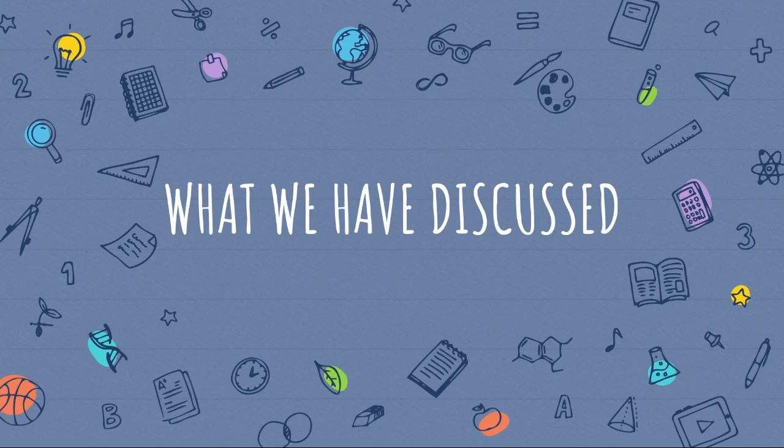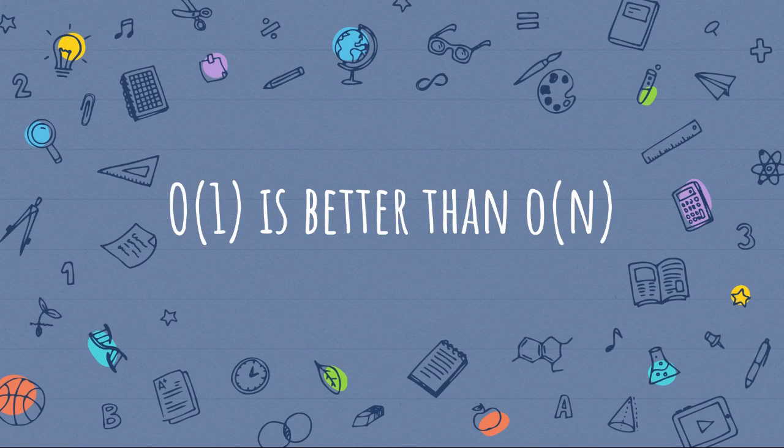So guys, what we have discussed till now, we have discussed about the two methods, O of 1 and O of n. And in O of 1, we saw that as number of input increases, the time more or less remains constant. And in O of n, we saw as the number of input increases, proportionally the time also increases. So we said that O of 1 is better than O of n.